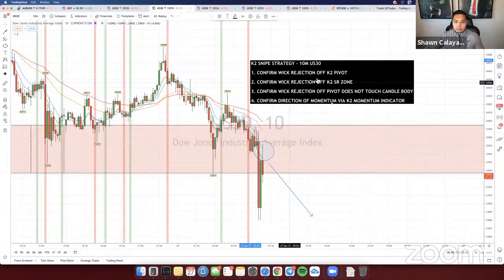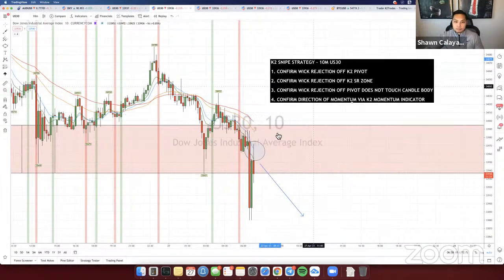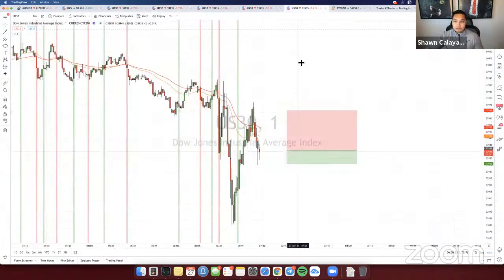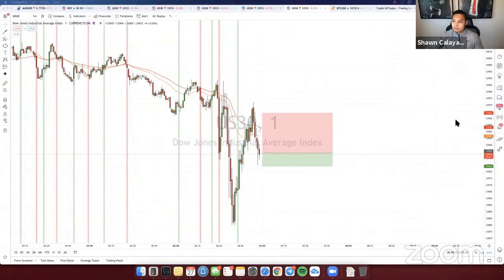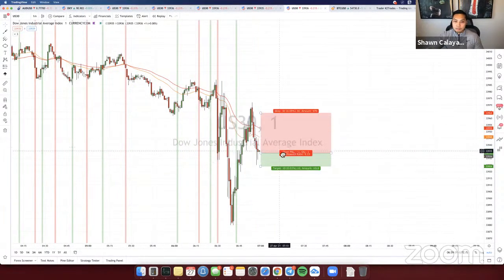So yeah, looking at this right here, this is why I'm looking at entering this entry, because we have the rejection off the K2 pivot, rejection off the K2 SR zone. The pivot isn't touching the body. And lastly, the K2 momentum indicator right here is for a sell, right? So we would enter this sell right here off this specific candle. Let me see if I can enter this right here. 3 seconds. No, unfortunately, no signal there.